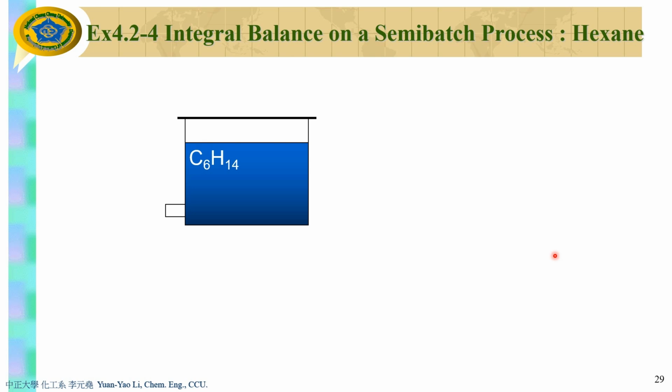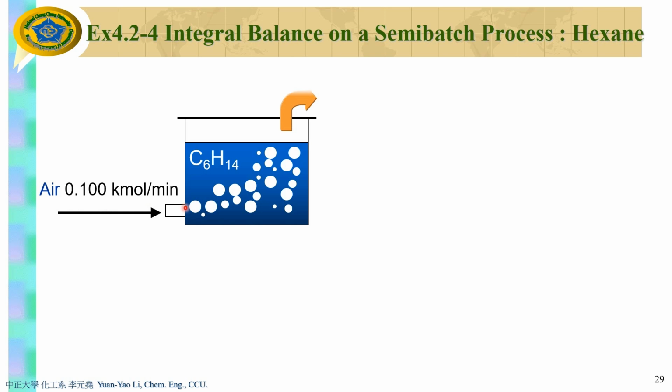Another example is integral balances on a semi-batch process. We use hexane as an example. This is hexane, a liquid. You have air going into this hexane liquid, and the air flow is 0.1 kilomoles per minute. You might say, well, Professor, why don't we use grams? Remember this: we don't use grams to represent gas. We use moles to represent gas. If it is a liquid, we use grams.